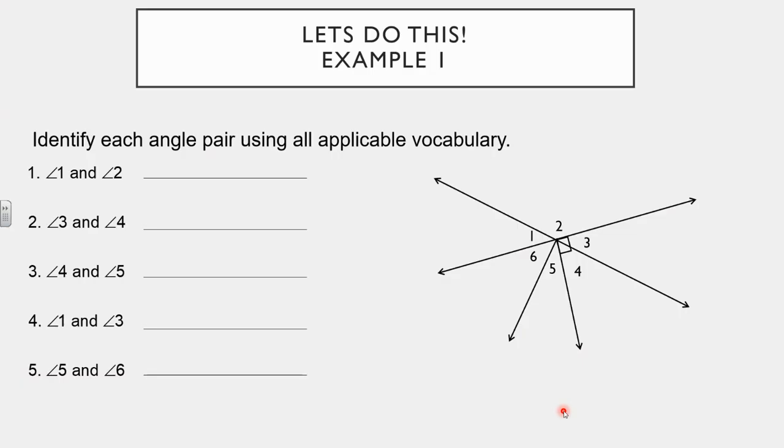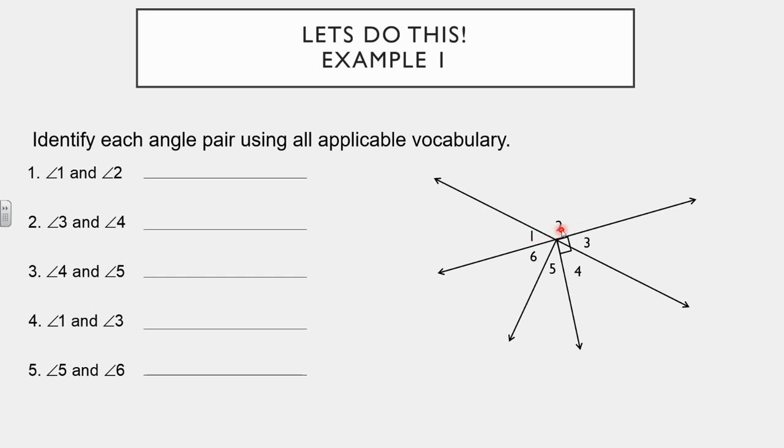So let's do some examples. Let's practice what we just learned. We're going to answer these 5 questions and take a look at this diagram. Let's talk about angle 1 and angle 2. We're going to use the vocab that we just learned. So look at angle 1 and angle 2.